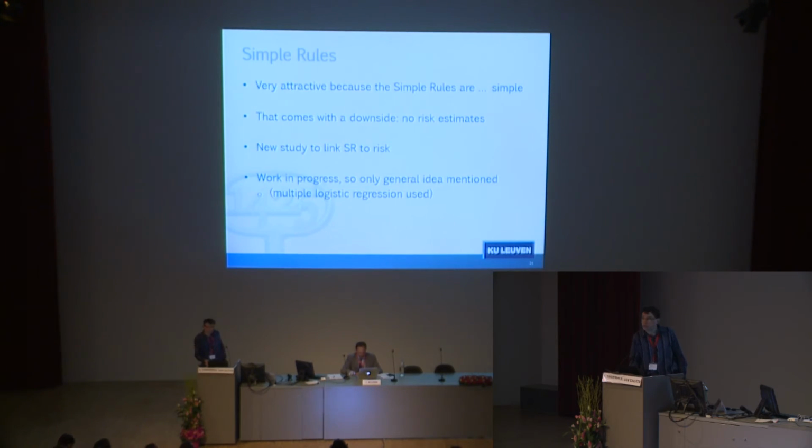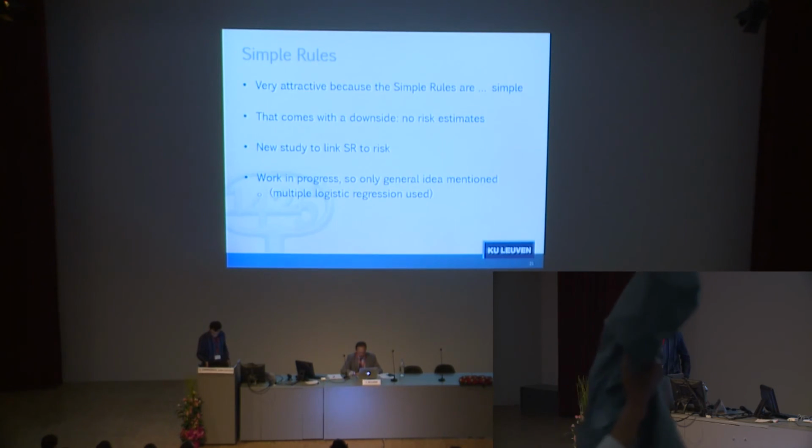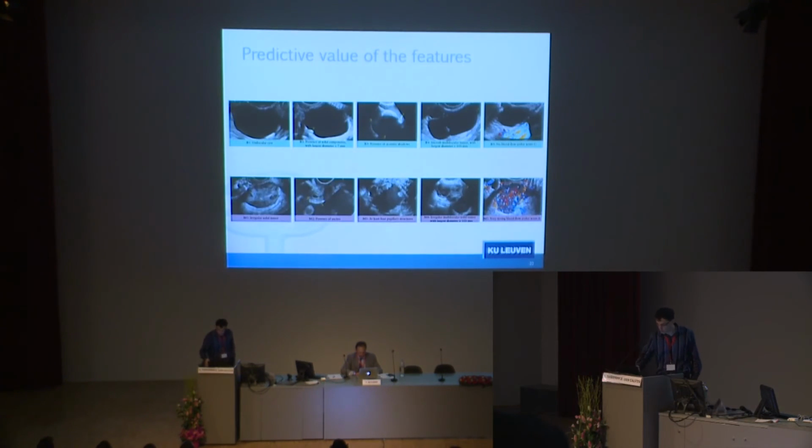This is work in progress, so I will simply mention the general idea and not go into too much detail. It's based on logistic regression analysis, but that's not really important at this point. So you have the 10 features here again. On top you have the 5 B features, and at the bottom you have the 5 M features. And using statistical analysis, I could give a score to every feature. I added also type of center into my analysis, which is at the bottom.